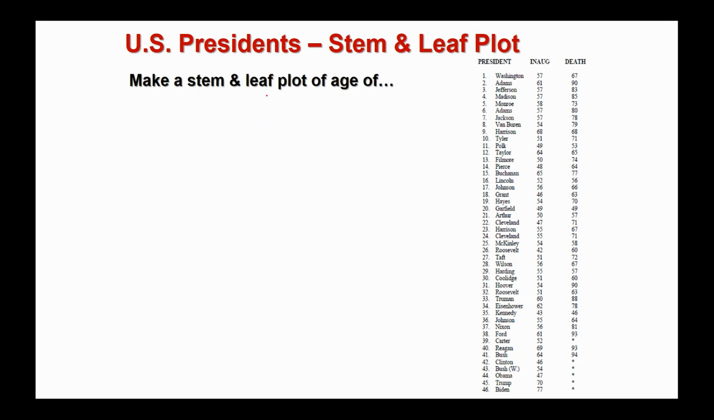And when we do a back-to-back stem plot, rather than having one line with the values there, and I think the youngest we have is in the 40s. So I might go, okay, I'm going to have 4 and then 5, 6. No one was inaugurated after their 70s, right?